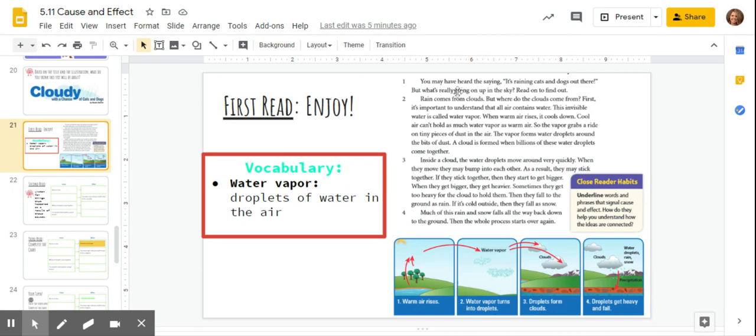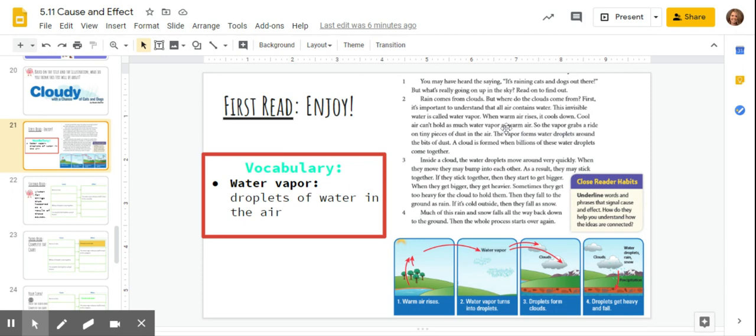It says, you may have heard the saying, it's raining cats and dogs out there. But what's really going on up in the sky? Read on to find out. Rain comes from clouds. But where do the clouds come from? First, it's important to understand that all air contains water. This invisible water is called water vapor. When warm air rises, it cools down. Cool air can't hold as much water vapor as warm air.